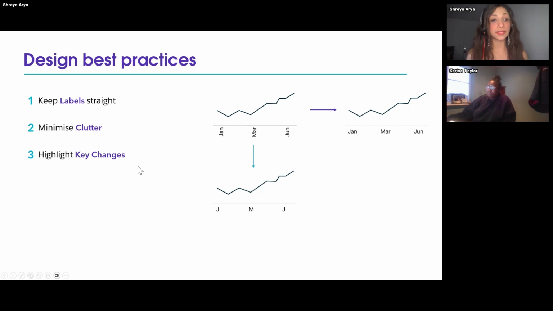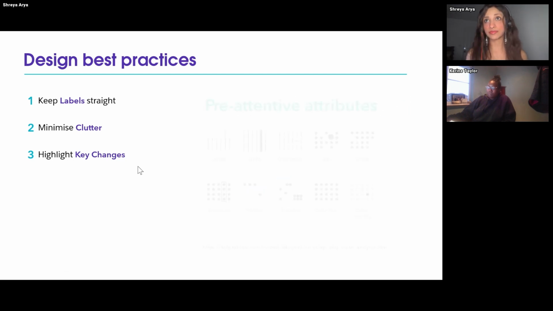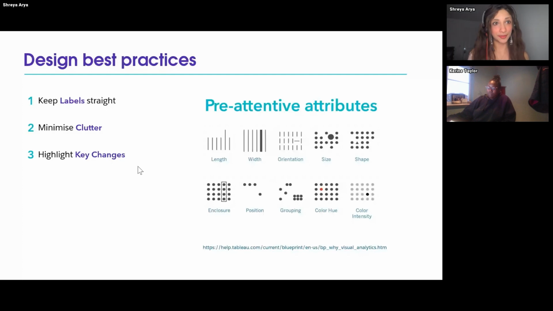And then the last tip is to highlight key changes. And this is where pre-attentives come in. So this challenge was great for exploring pre-attentive attributes since we wanted you to tell that story of change over time.